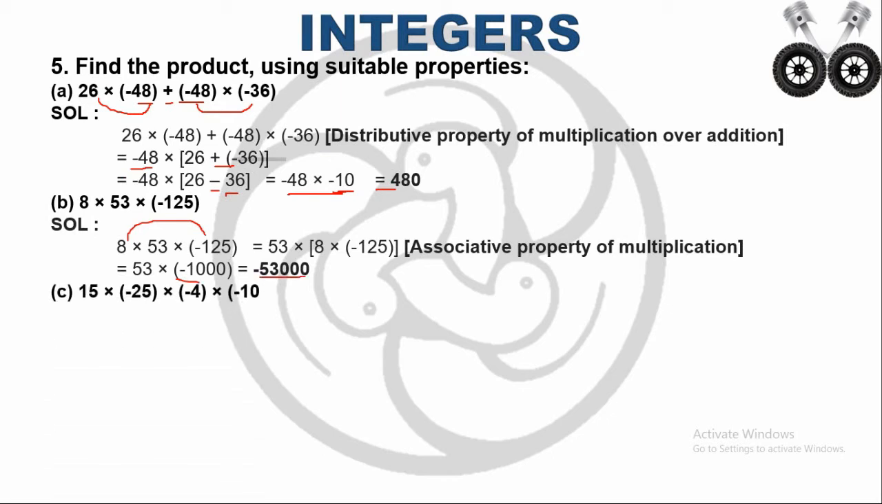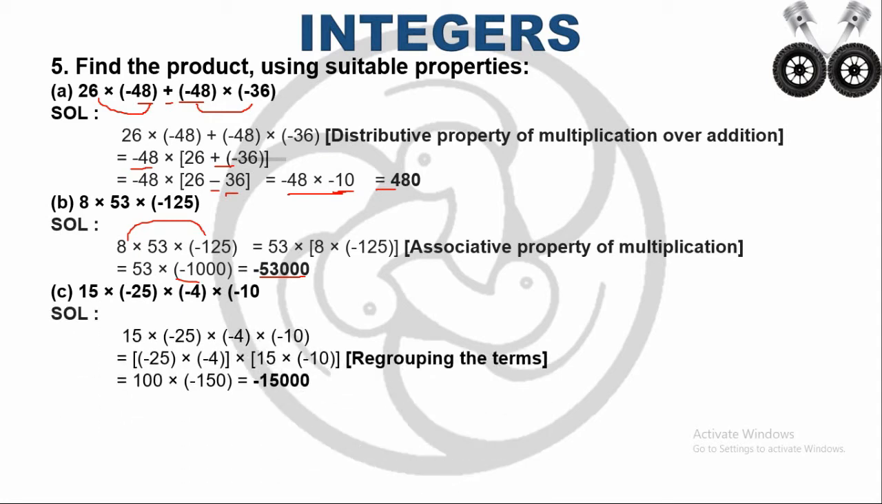So the next one is 15 into minus 25 into minus 4 into minus 10. Here, for my convenience, I am regrouping the integers, interchanging the integers. Very first I am joining 25 and 4 together, and 15 and minus 10 together. So minus 25 into minus 4. Here the two integers have the same sign, that means I have to put the positive sign. Then 25 into 4 is 100.